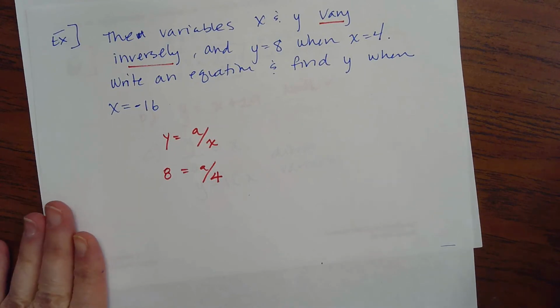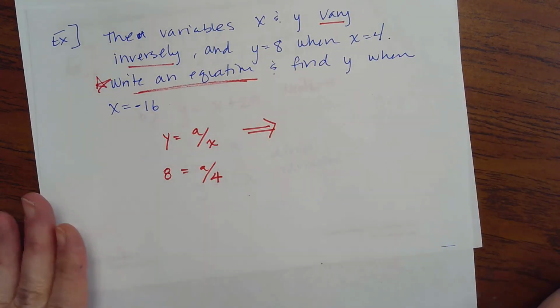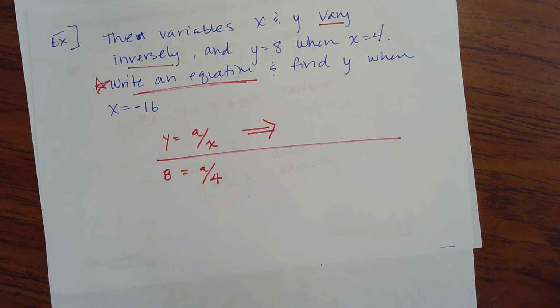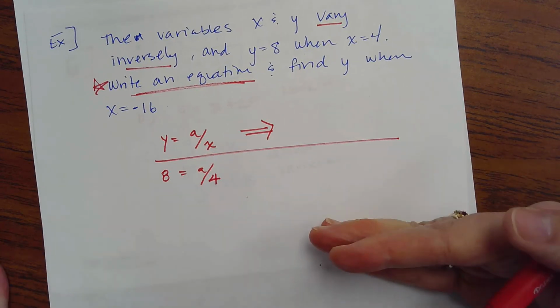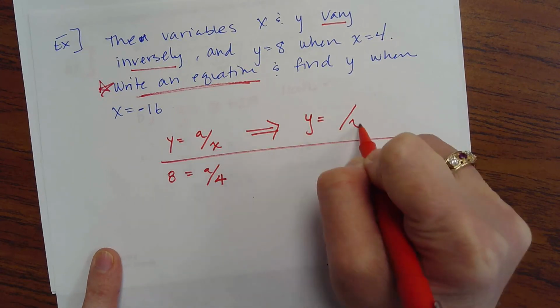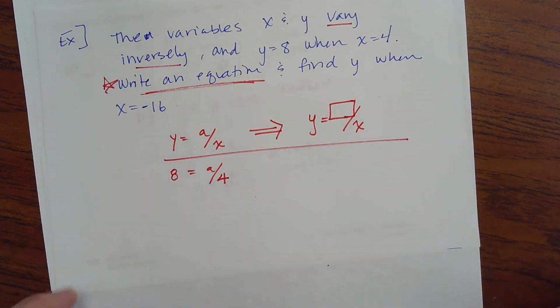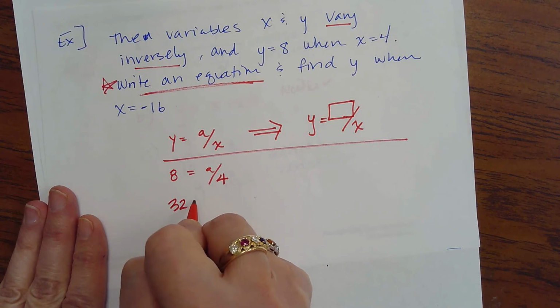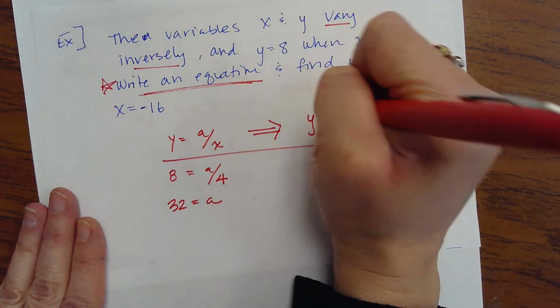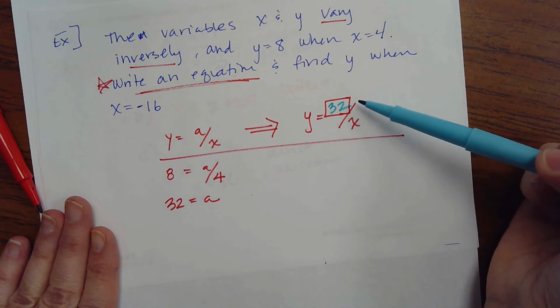When it asks you to write an equation, you want to write this equation here. It's kind of like writing an equation in slope-intercept form, or y equals mx plus b form, right? You have to find your slope, you have to find your y-intercept, and then you plug it into your equation. Or even like a quadratic where we had to find a, b, and c. So our goal here is to use this information to solve for our constant term. Ultimately our equation needs to be something like y equals some number over x. So we're solving for that value a. I would multiply both sides by 4 and I would get a equals 32. So the equation, the part that says write an equation, is y equals 32 over x.